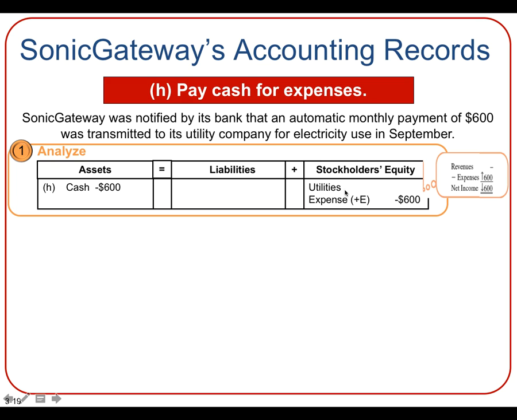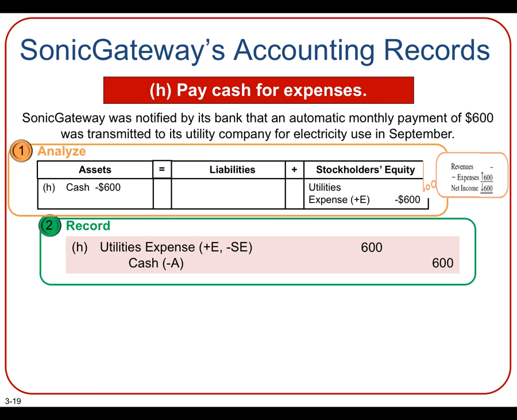Again, an increase in your expense is a decrease to equity, because an increase in your expense is a deduction to your net income, a deduction from your revenue, and then it's a negative to equity. And then also there's a negative of $600 because you have to pay the bank. It's a deduction of your cash balance.